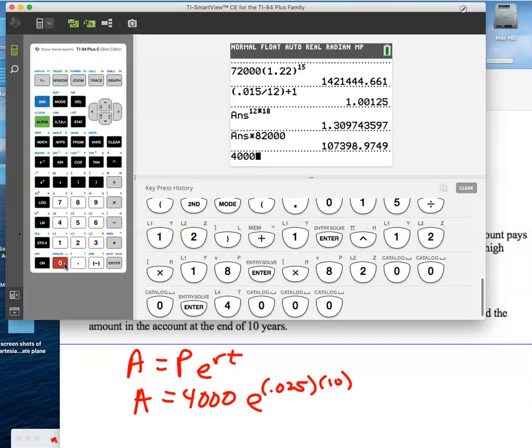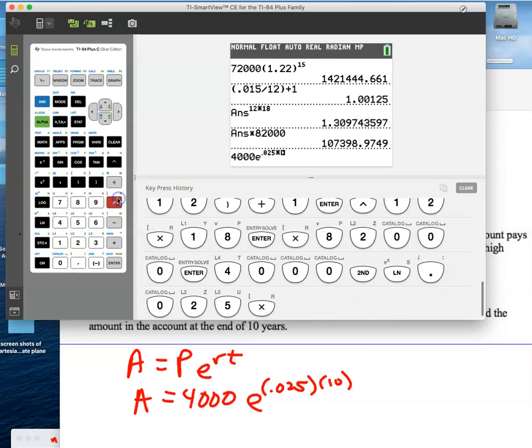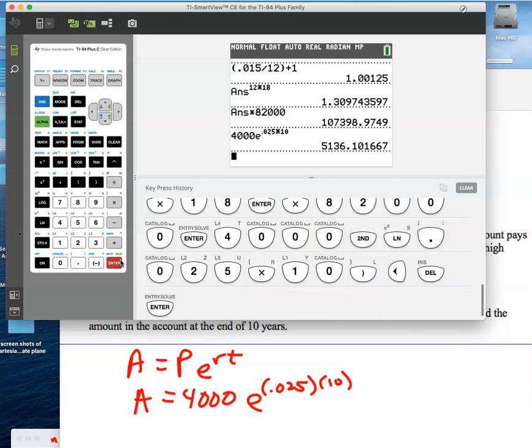So that means e to the power is on here somewhere. Are we remembering where it is? Good. Second ln. There it is. 0.025 times 10. Oops, this one doesn't use parentheses. $5,136.10.